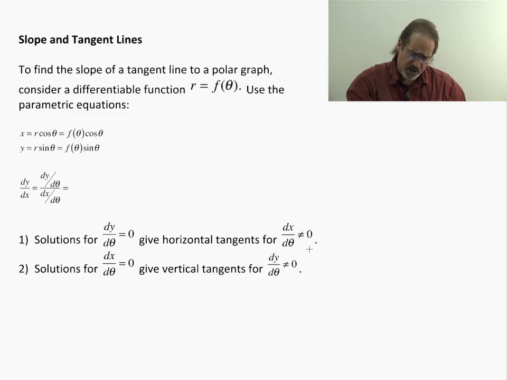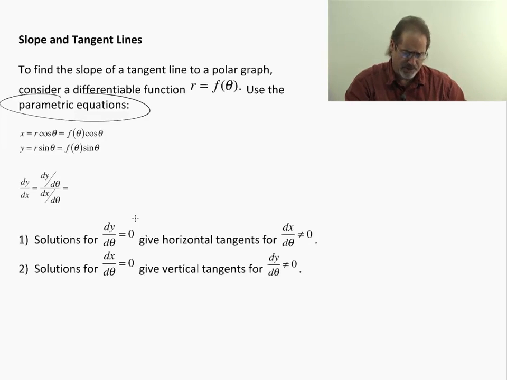So, to find the slope of a tangent line to a polar graph, I want to consider the differentiable function that r, the radius, is f of theta, some function of theta. And I'm going to use the parametric equations, because the parametric equations give us x equals r cosine theta. So in this case, that's going to be f of theta times cosine theta. And y is r sine theta, and that's going to be f of theta times sine theta. And that gives us that the derivative dy/dx is going to be dy/d theta over dx/d theta.